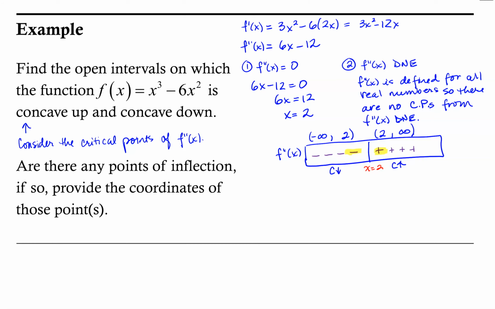And let's go ahead and find the y-coordinate that goes with that x value. So we have 2 cubed minus 6 times 2 squared. So that's 8 minus 24, which would give us negative 16. So there is a point of inflection, and that happens to be at the x value of 2 and the y value of negative 16.